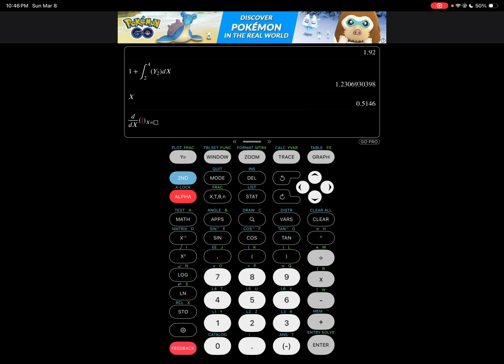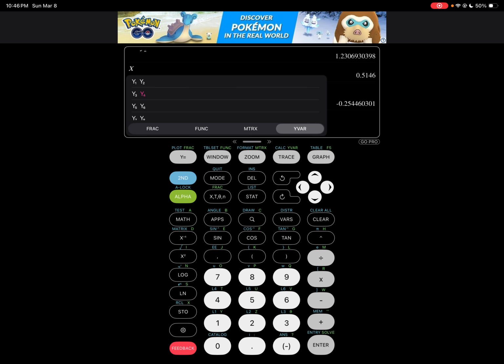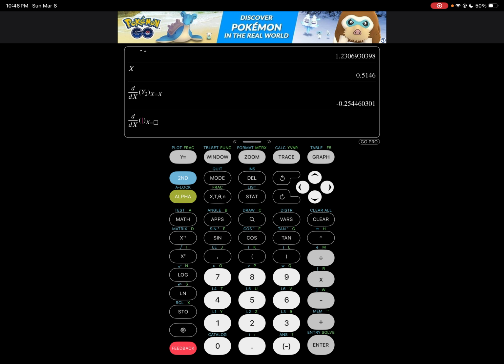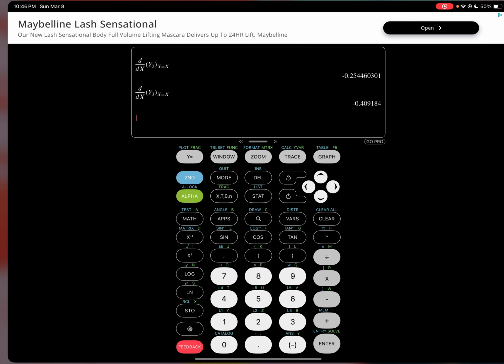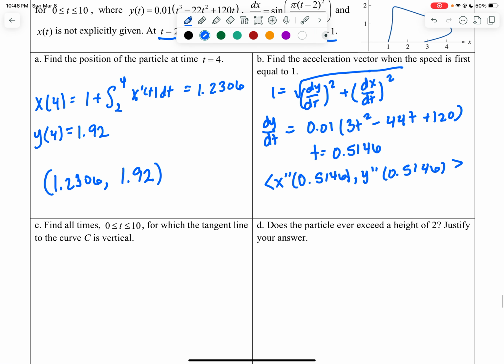Okay, so alpha trace y2, x is equal to x. That gives us negative 0.2544. And then we're going to do the same thing where we do alpha trace. Oh, wait, before I do that, I need to do math 8. Math 8, alpha trace y3, x is equal to x. And then we get negative 0.4091. Very cool. So that equals negative 0.254, negative 0.409.